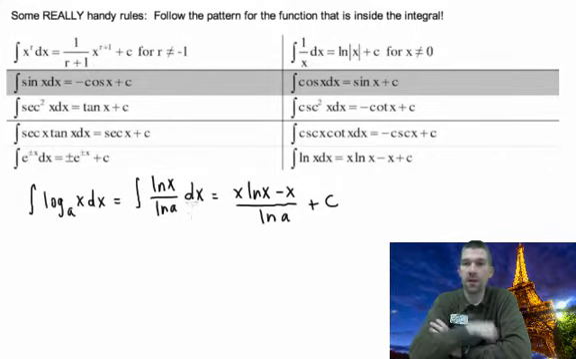And so this is a really important sheet to have. Make sure you've got all these formulas written down. You're going to use them just a ton.